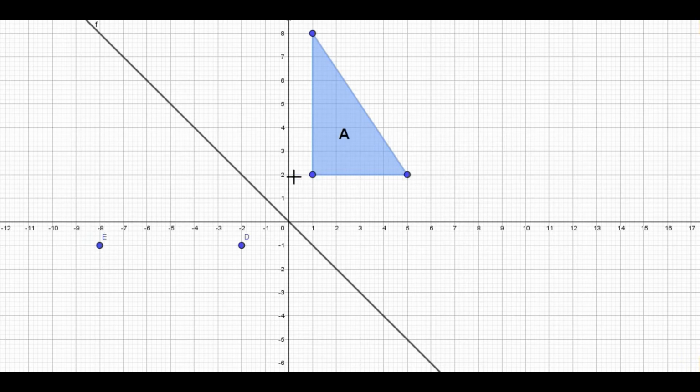Now I am finding the third vertex. From the mirror line in the horizontal direction 1, 2, 3, 4, 5, 6, 7. So from the mirror line in the vertical direction 1, 2, 3, 4, 5, 6, 7. I got all three corresponding vertices. Now I am going to join these three vertices. Now I got the reflection of triangle A through y equals minus x. I hope you understood how to reflect an object through the mirror line.